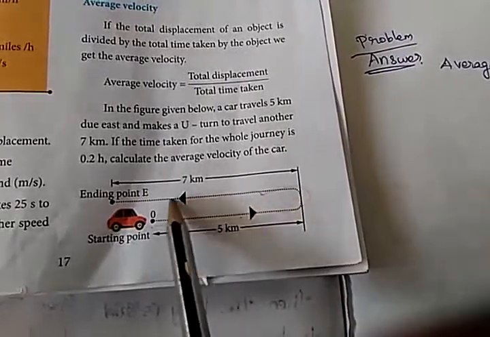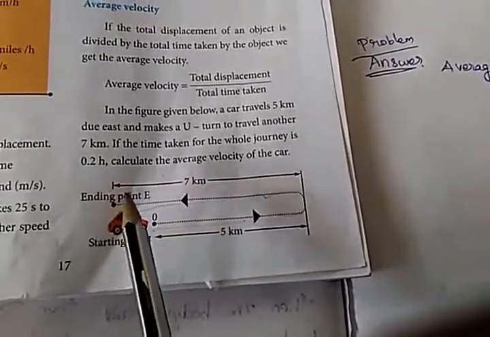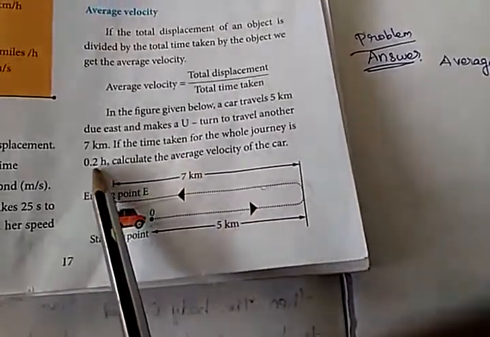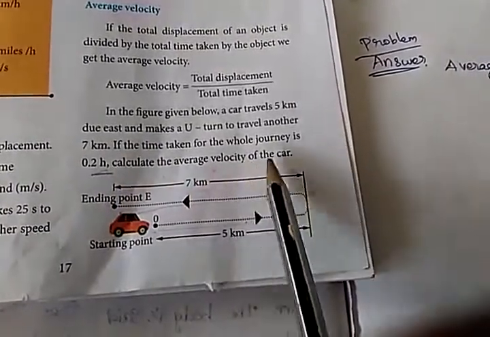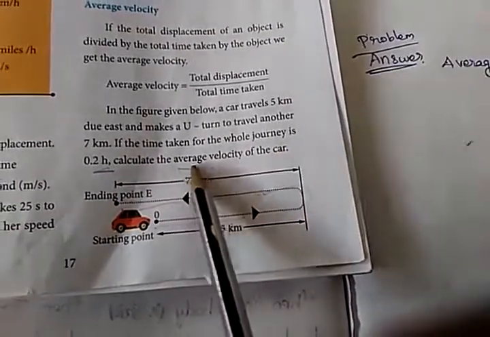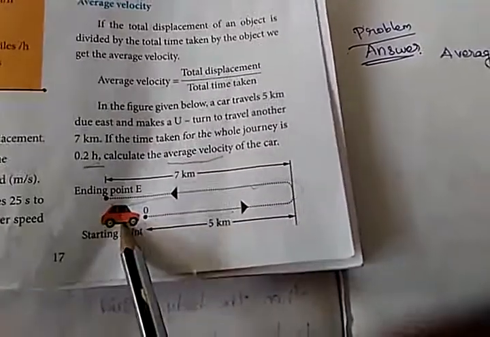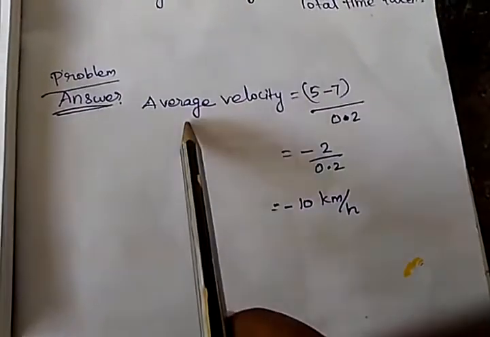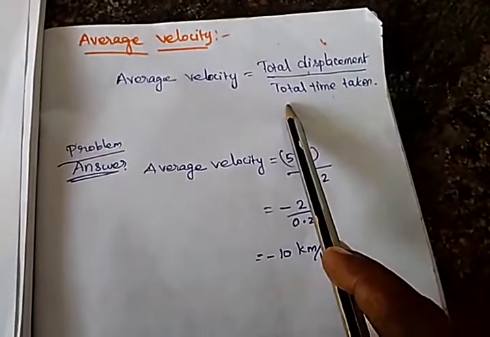To travel another 7 km. If the time taken for the whole journey is 0.2 hour, how do we calculate the average velocity of the car? Students, here we see the answer. Average velocity is equal to total displacement divided by total time taken.